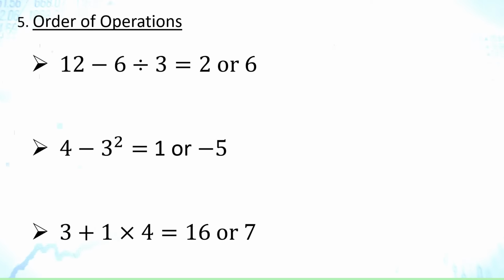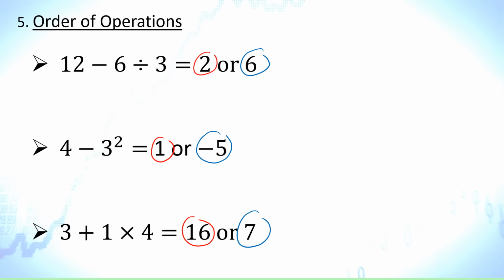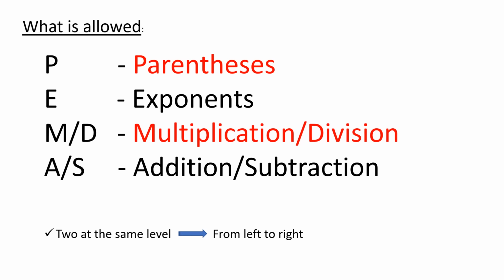And if you get the first answers, for example 2 and 1 and 16, they are all wrong. You do not get those answers. The correct answer is 6 and negative 5 and 7. So let's see why this works. Let's look at what they call the order of operations, or in shortcut we normally call this PEMDAS.